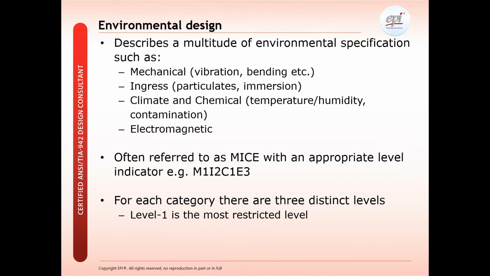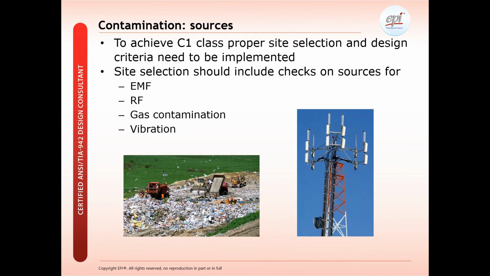We also need to consider electromagnetic fields and how they can impact on equipment, and how electromagnetic fields can impact on people, spaces, often referred to as mice. Not those little furry things that run around your data center, but the mechanical ingress, climatic, and electromagnetic. It has 3 levels, where level 1 is the most restricted. In terms of computer rooms, we follow the ASHRAE recommendations. We will look at how to achieve the appropriate levels of mice.